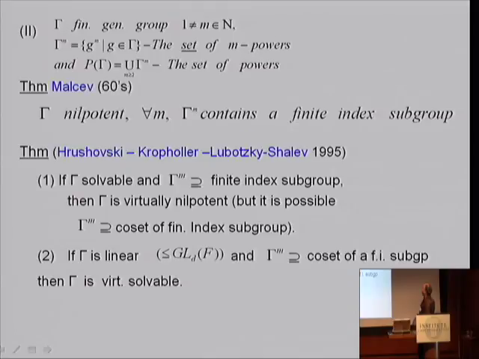But we proved that if gamma is a solvable group and gamma to the m contains a finite index subgroup, then it is virtually nilpotent. Namely, it contains a subgroup of finite index which is nilpotent. But we also showed by an example that it's possible that gamma to the m does not contain a finite index subgroup, but it is of finite index in the sense that it contains a coset of a finite index subgroup, which means that the set of m-th powers in this solvable group is very large. Somehow there are finitely many shifts of it that will cover the group. On the other hand, for linear groups, we proved that if it even contains a coset of a finite index subgroup, then it must be solvable. And so if it contains a finite index subgroup, it must be nilpotent. Which means a kind of converse to Maltsev's theorem. But pay attention, we proved it for one m at a time.